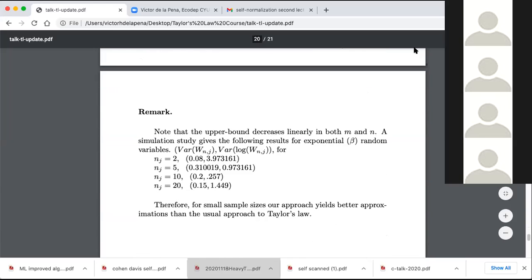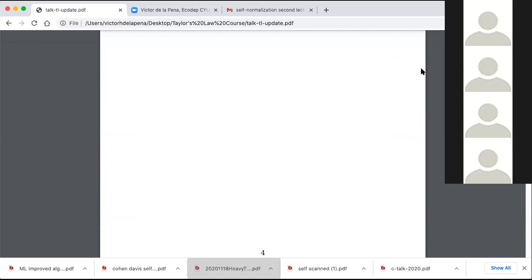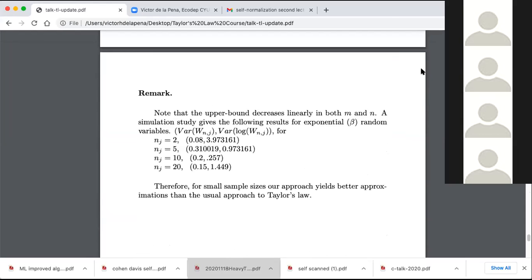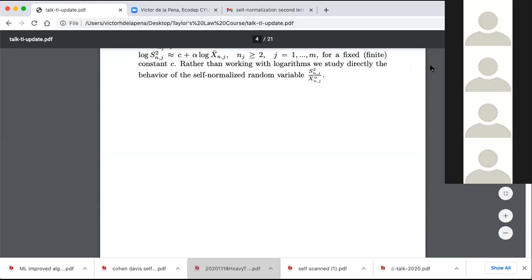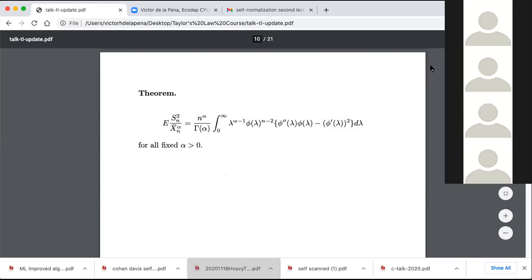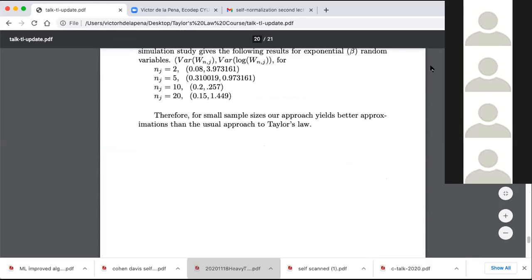And again, I just go back to the remark before that our approach to the coefficient of variation and Taylor's law gives us better variance. In this case, sorry about this, I don't know what's happening with my computer. At any rate, for nj equal to 20, the right-hand side should not be 1.449, but 0.449, that's a typo.